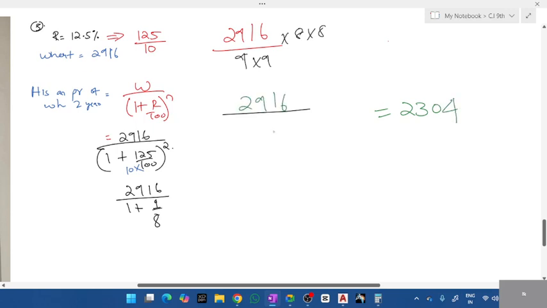If you get some other value, definitely your answer is wrong, students. It should be 81 and 64. And surprisingly, all the students have got the right answer in spite of different values. 2304.